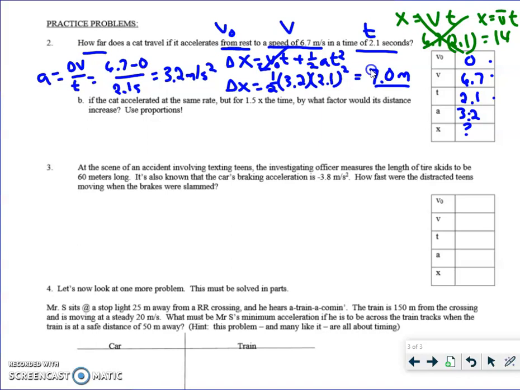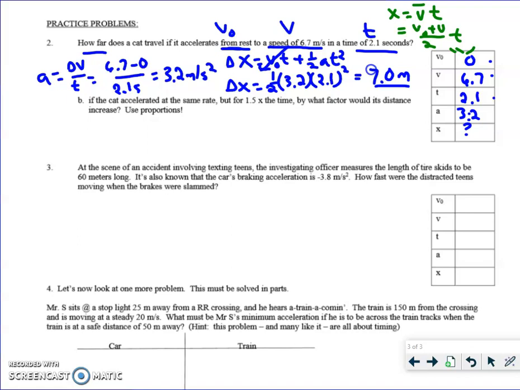Some of you might have recognized a simple way of doing this without using acceleration, and you could have. I'm not going to go through it all, but I could have said x is v bar t, right, where v bar is initial plus final divided by 2 times time, and then gone and done that directly. So that will work as well.